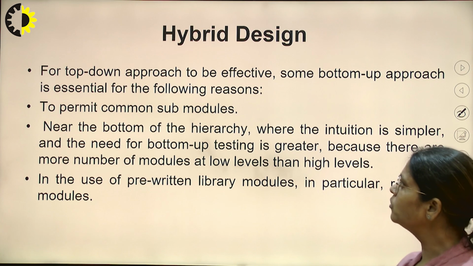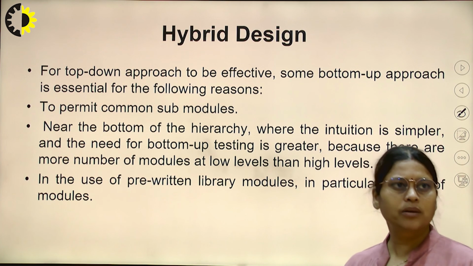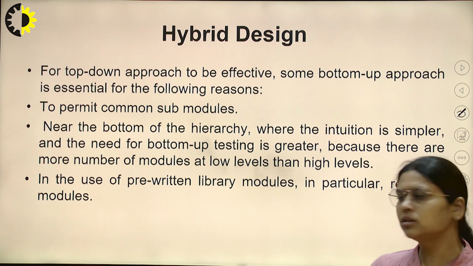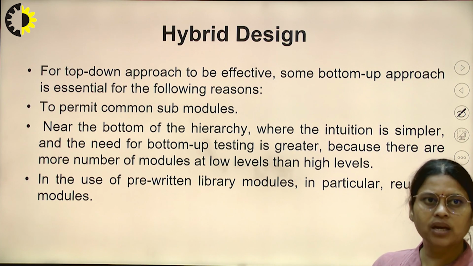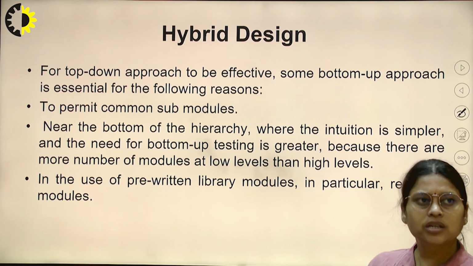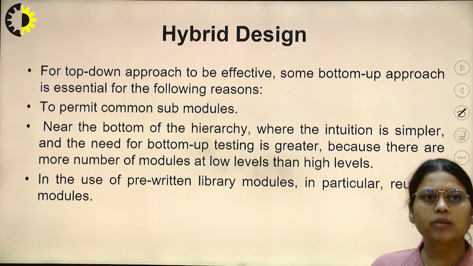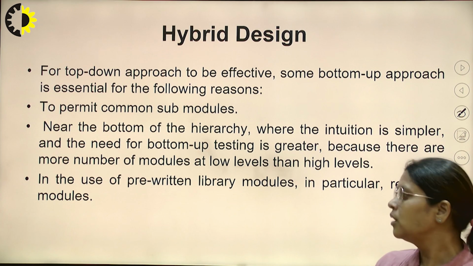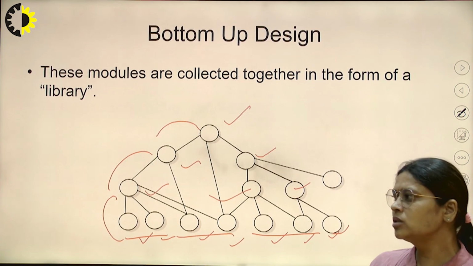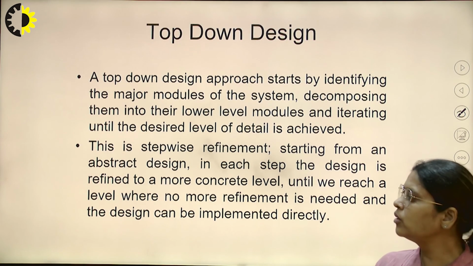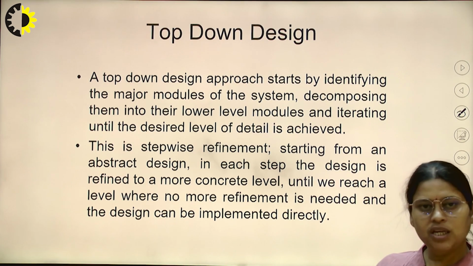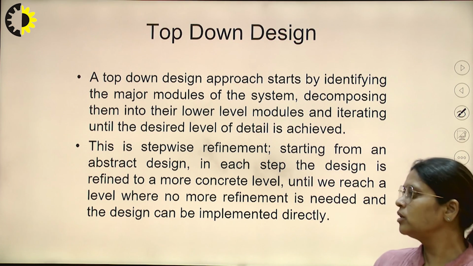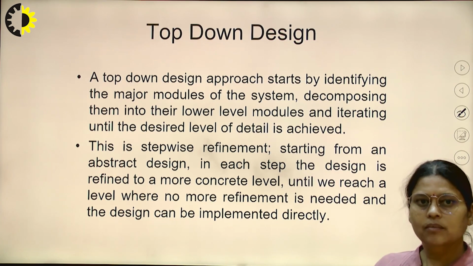For the top down approach to be effective, some bottom up approach is essential for the following reasons: to permit common submodules, which are near the bottom of the hierarchy where the intuition is very simple, and the need for bottom up testing, in the use of pre-written library modules, in particular reuse of modules. So, we can use both approaches, top down and bottom up. We have to mix these two approaches in the hybrid method. So, this is all about the basic concept of designing. Thank you very much.